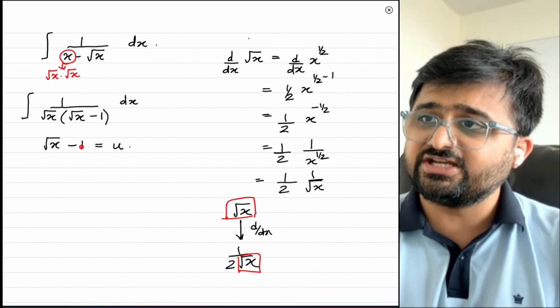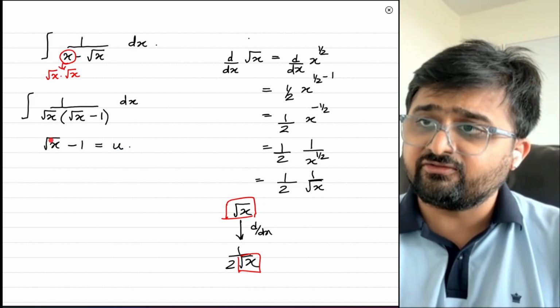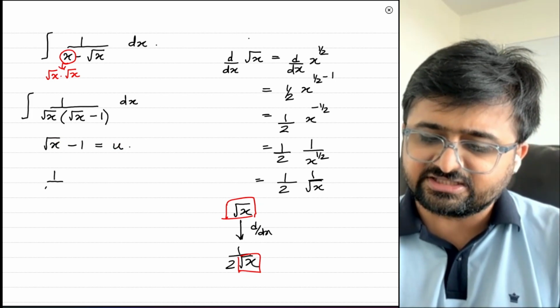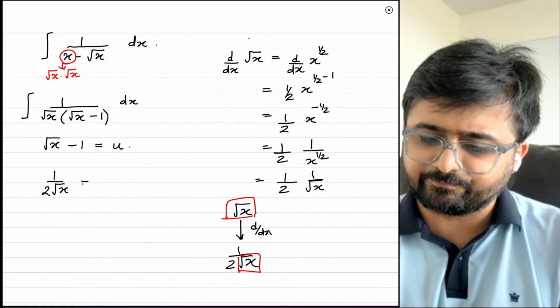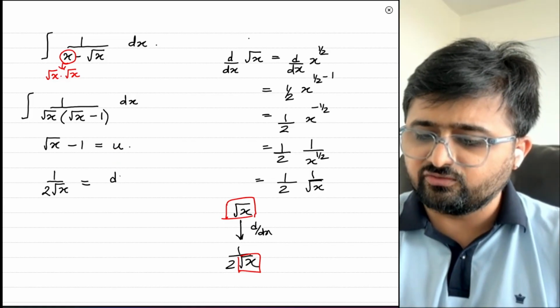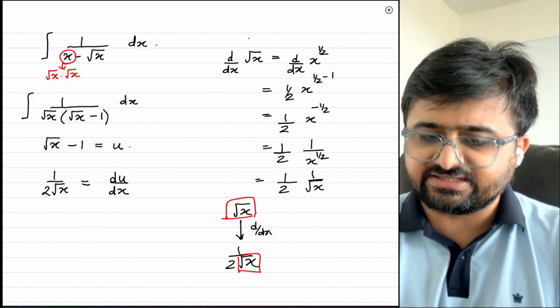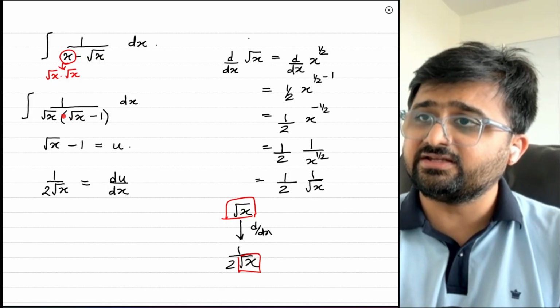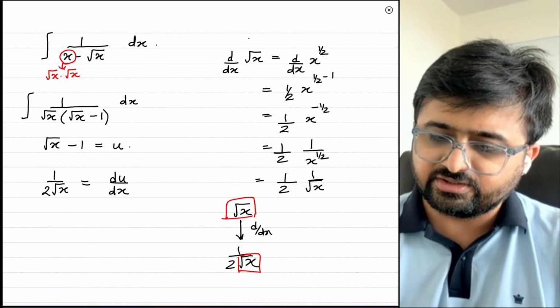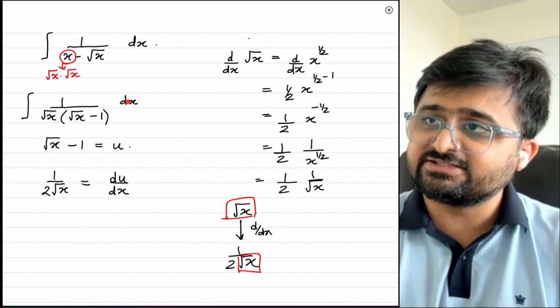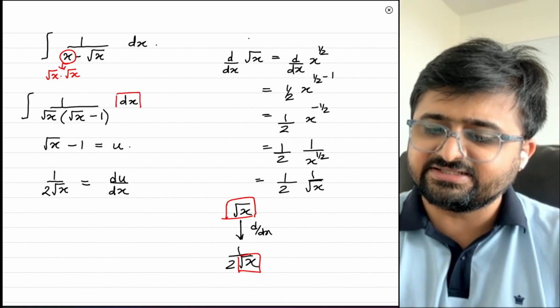Now let's differentiate both the sides with respect to x. The derivative of square root of x is nothing but 1 over 2 square root of x. Derivative of u with respect to x is du by dx. Now let's convert that entire integral from the x world to the u world. In order to convert that integral from the x world to the u world, we'll have to convert that dx in terms of du.